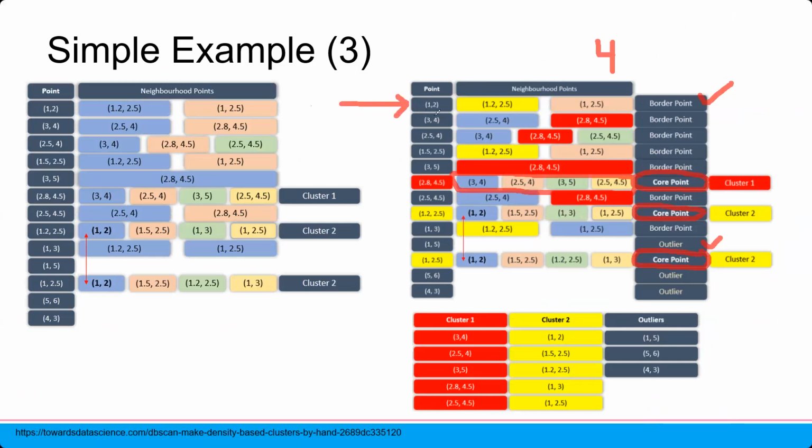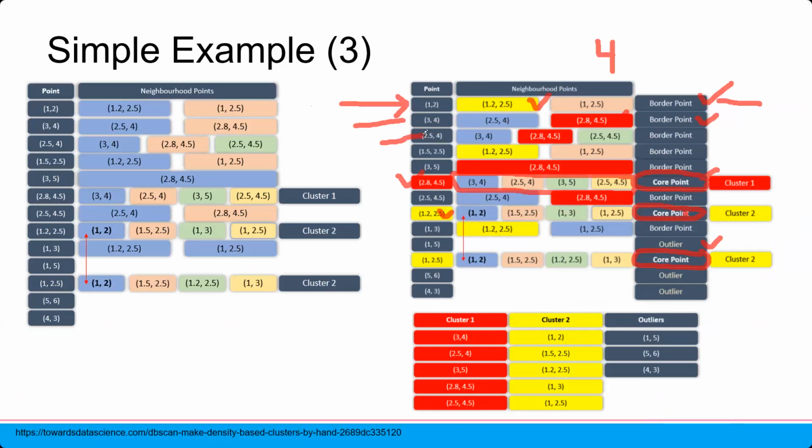In this point, we have the yellow color. What is yellow? The yellow color is the core point. Okay, because it is reachable from the core point, and we call this the border point. What about the second one? This is in the red color. What is the red color? The red color is the core point. So this is also a border point, because the definition of a border point is that it should be reachable from the core point.